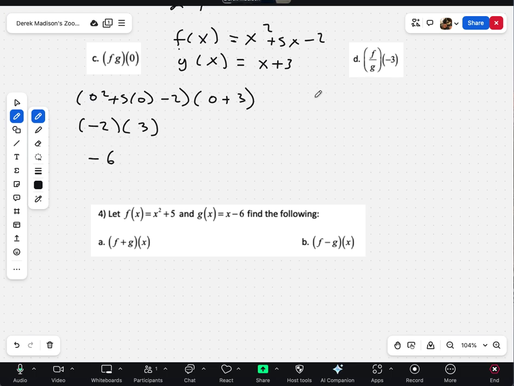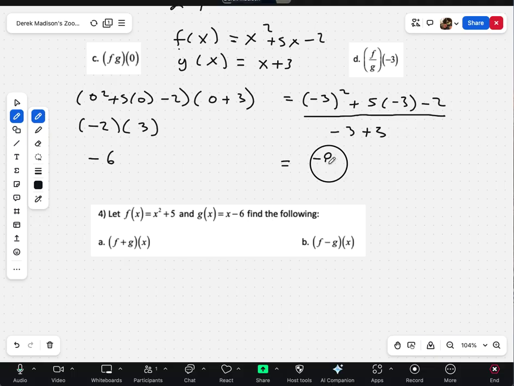And then this one, so it's just evaluating these at negative 3. And again, there isn't really algebra to do first. I wouldn't want to actually divide that out before plugging the negative 3 in. So we'll just go negative 3, again, careful with the quantity squared there, plus 5 and negative 3 and minus 2. That is all over negative 3 plus 3. So if I work out this numerator, that's going to come out to negative 8.